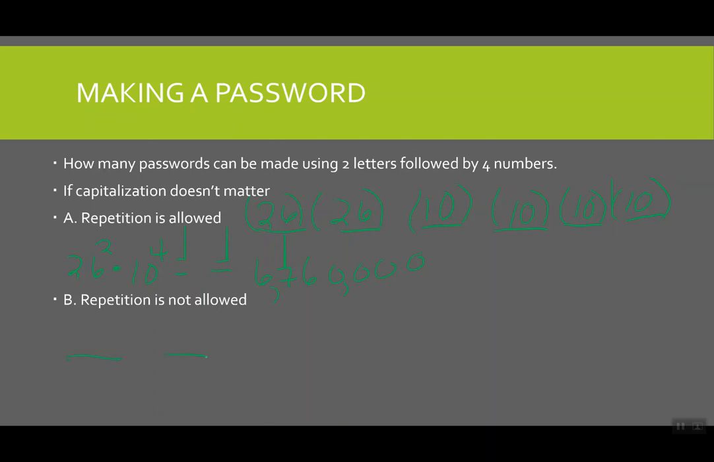So I'm still going to have 2 letters and then 1, 2, 3, 4 numbers, but now every time I pick something, I reduce my choices by 1. So I started with 26 choices, which quickly drops to 25. Those are my letters. For the numbers, I start with 10, drop 1, it's 9, drop 1, it's 8, and drop 1, it's 7. So this time I have 26 times 25 times 10 times 9 times 8 times 7, which now is 3,276,000. So you can see I have a lot more passwords if I allow repetition than I do if I don't allow repetition.